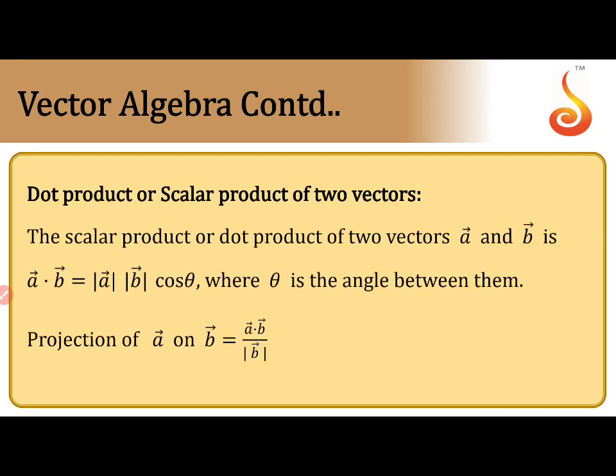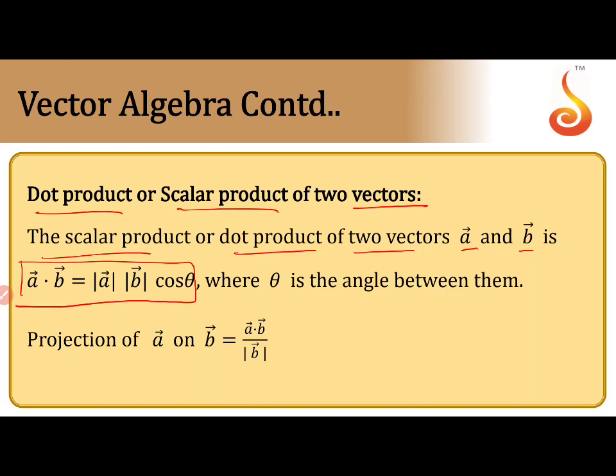Next, dot or scalar product of two vectors. The scalar product or dot product of two vectors A bar and B bar is A dot B equal to modulus A into modulus B into cos theta, where theta is the angle between the two vectors. So A dot B is modulus A modulus B cos theta.